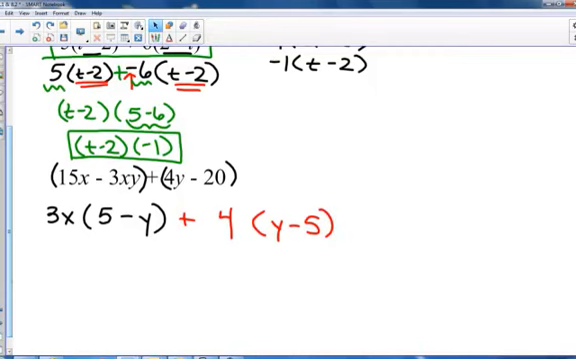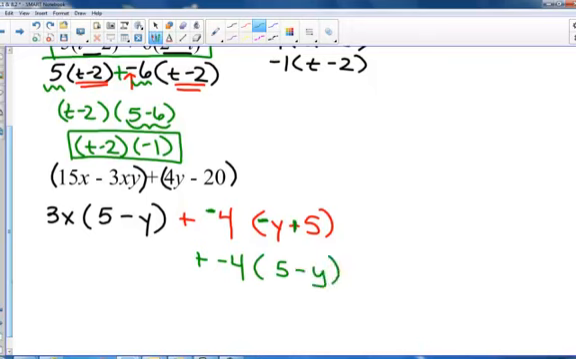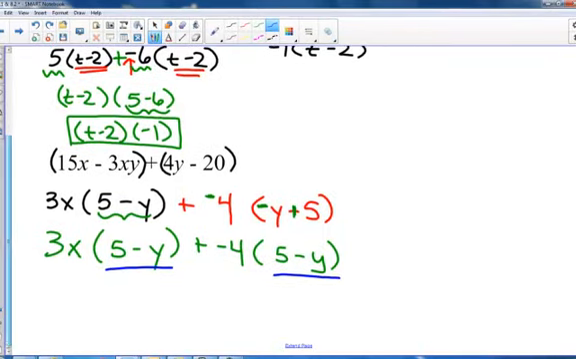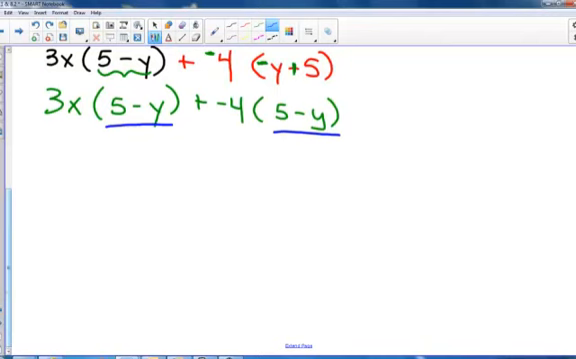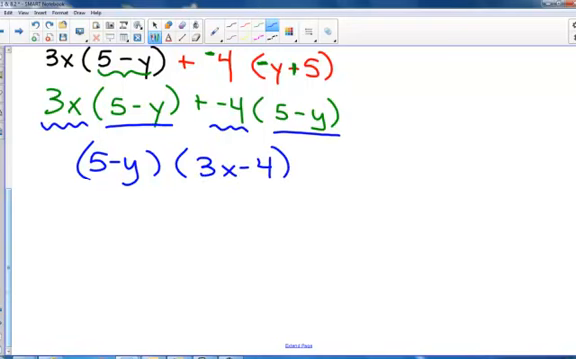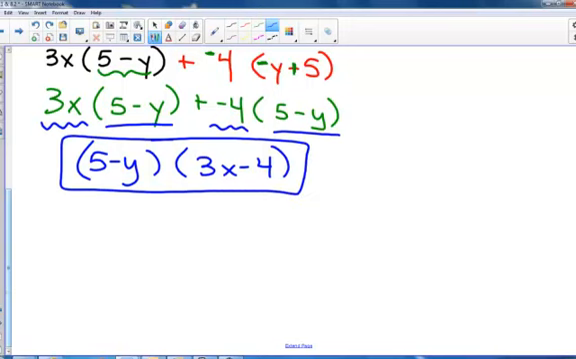If I take out a negative 4, I would have negative y plus 5. So I could rewrite this as negative 4 times 5 minus y. Or I could have rewritten this first one right here as negative y plus 5. It doesn't matter, either way. So now do you see how I can make those parentheses the same just with a negative? So my same parentheses comes out, and I'm left over with 3x minus 4. So that's my factored form.